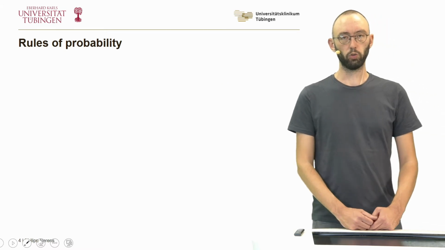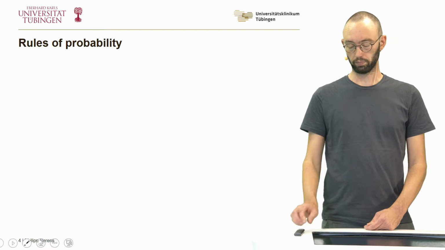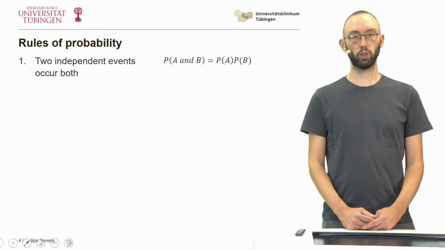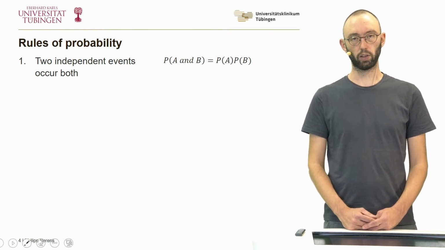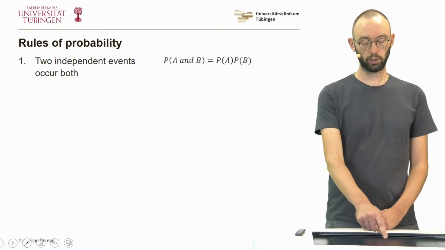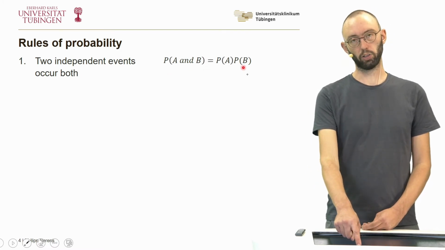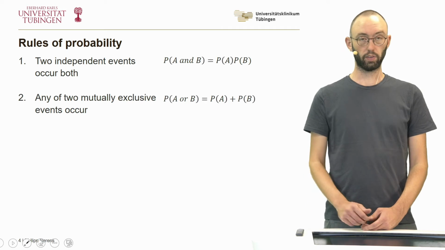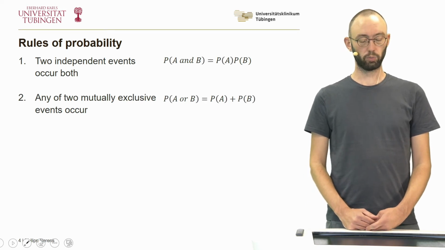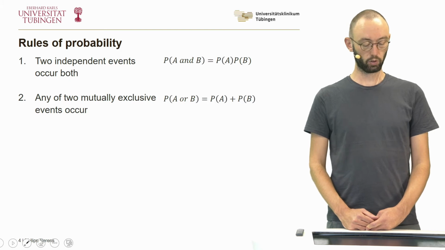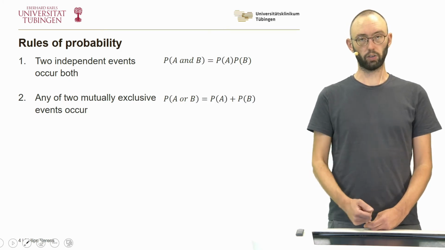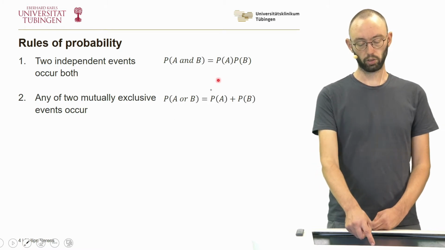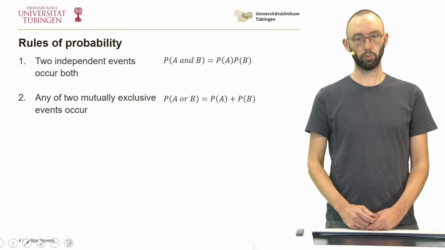There are rules with which probabilities can be combined and manipulated. The first one is, if you know the probability of 2 events, and these events are independent, so they don't influence each other, then the probability that both will occur is simply the product of the probabilities of them occurring individually. The second rule is how we find the probability of 2 mutually exclusive events occurring, or any of these occurring at the same time. So the probability of A or B is simply the probability of A plus the probability of B.